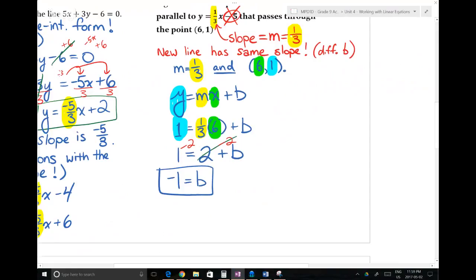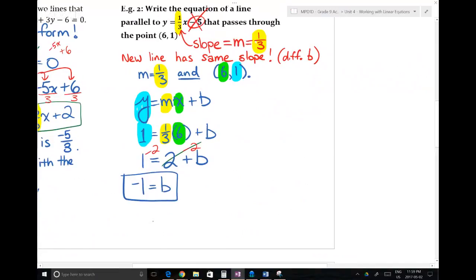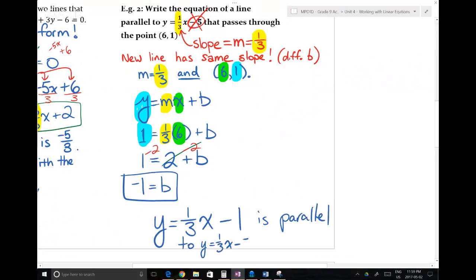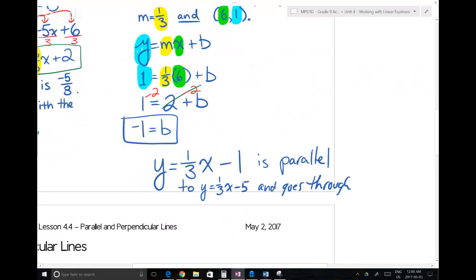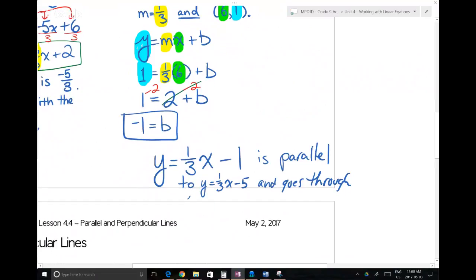And that means that y equals 1/3 x minus 1 is parallel to y equals 1/3 x minus 5. We know it's parallel because they have the same slope, and it goes through, I should have left myself more room for this sentence, that's for sure, but it goes through the point 6, 1.